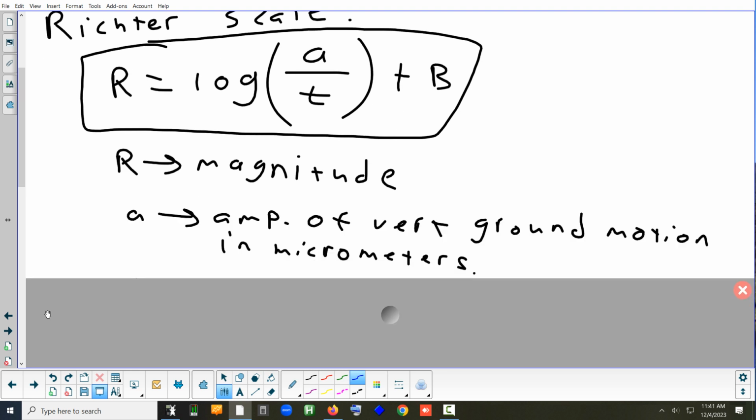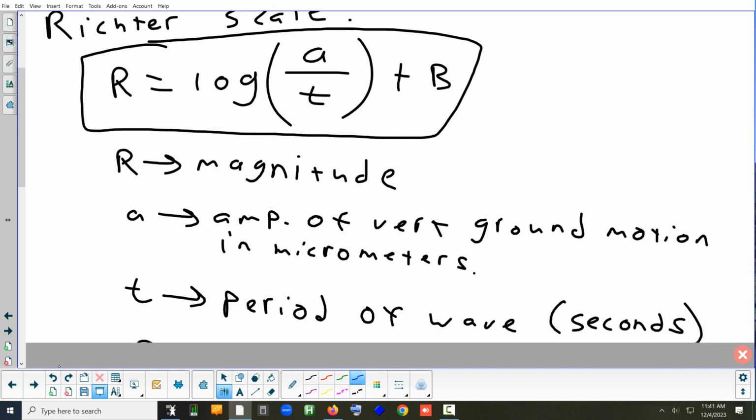Well, A measures how much the ground is moving in micrometers. So that's something they would have to tell you. It measures the movement of the ground in micrometers. T is what we call the period of the wave. The easiest way to imagine the period is if you're standing at a beach and you count how many seconds between waves coming in, that's the period. How much time it takes for the next wave to come by you.